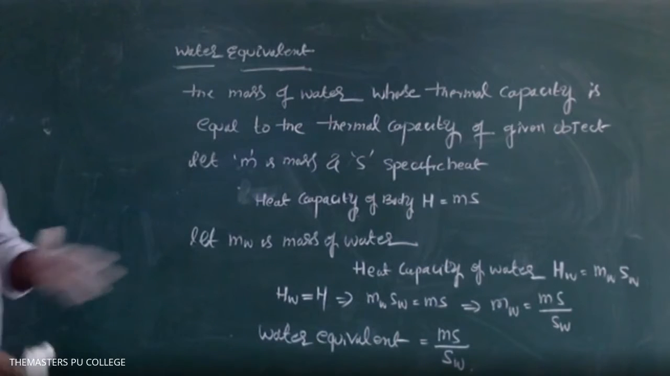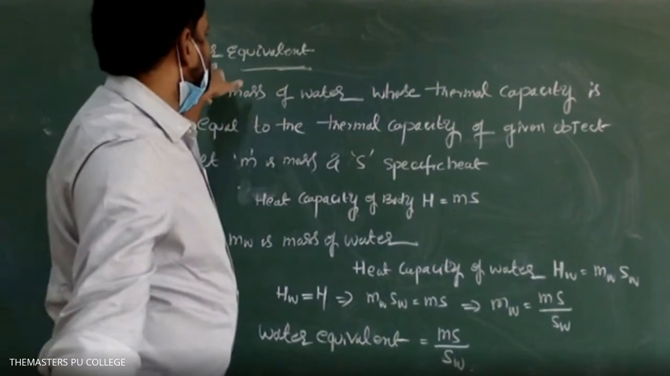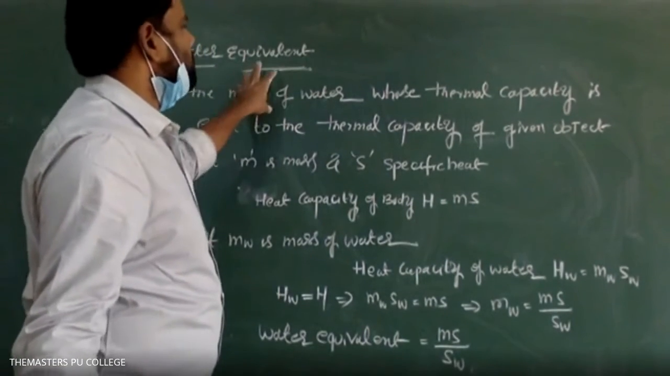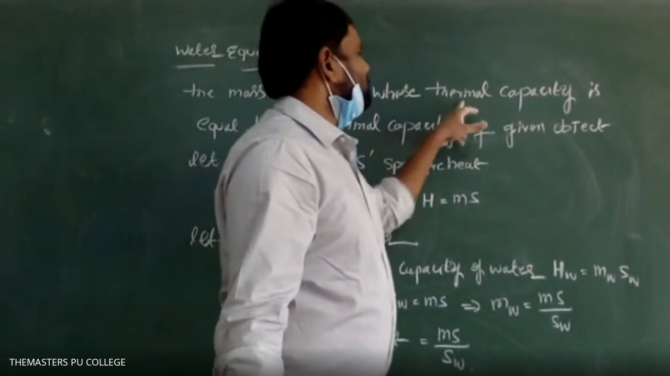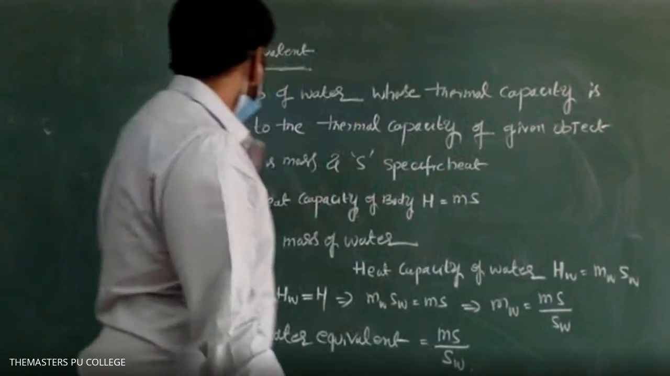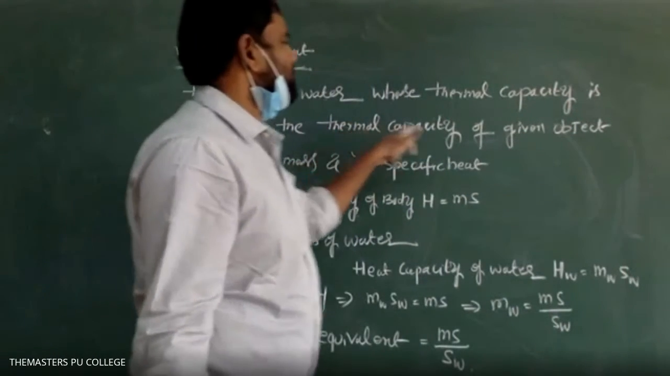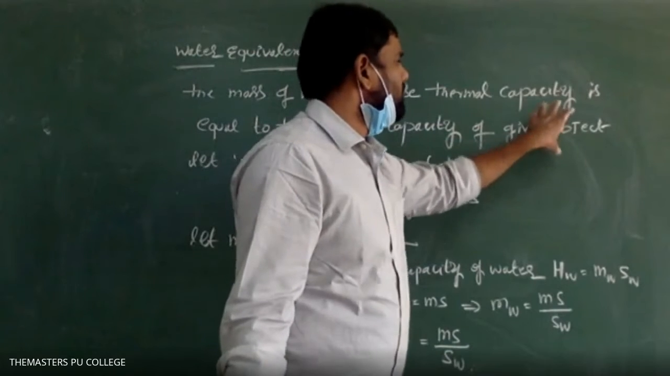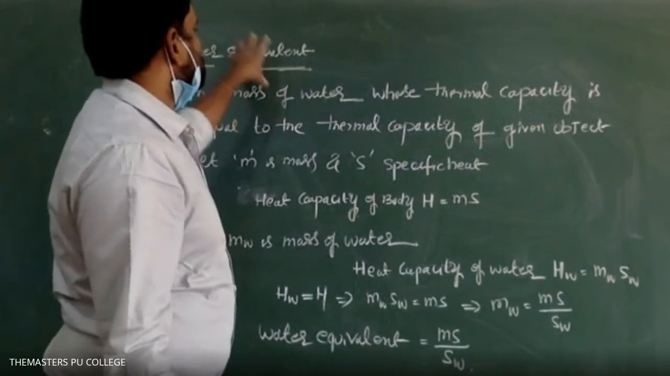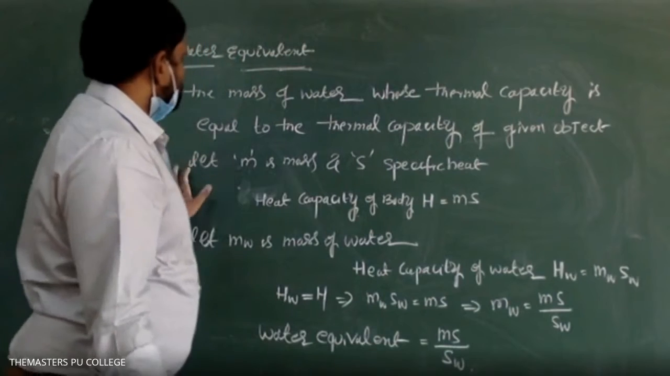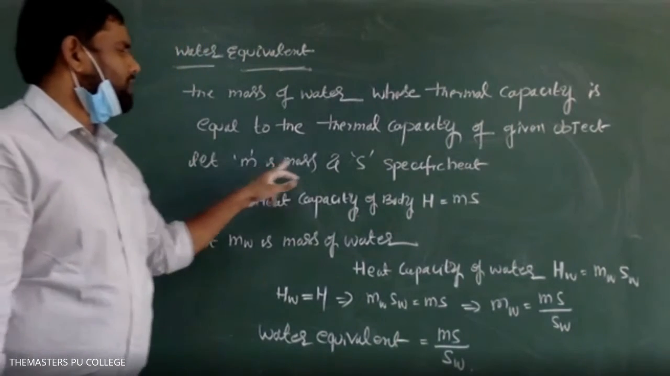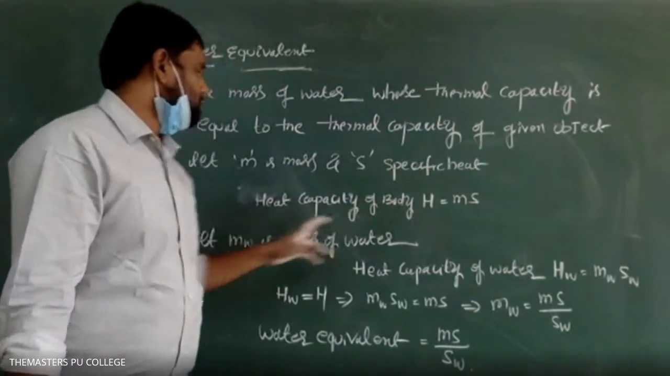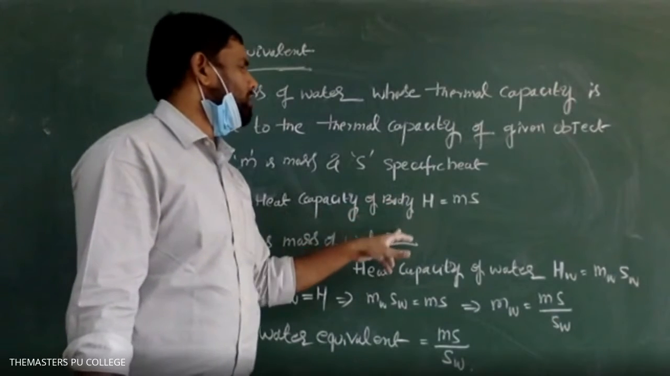Water equivalent. Just have a look at it. What is meant by water equivalent is the mass of water whose thermal capacity is equal to the thermal capacity of the given object. That mass of water is known as water equivalent. So let us take a substance of mass m and specific heat s. Then what is the thermal capacity of the given object?